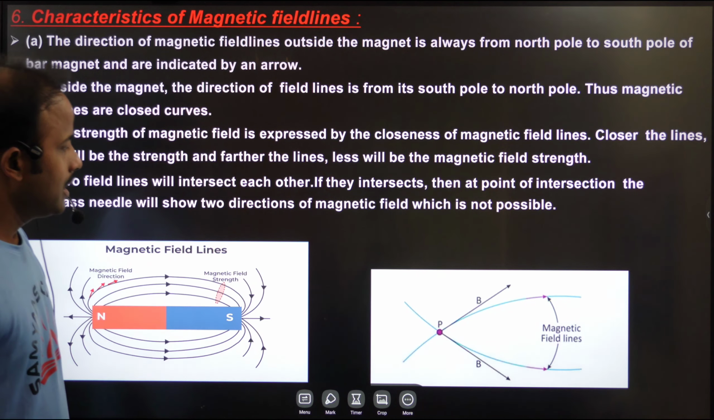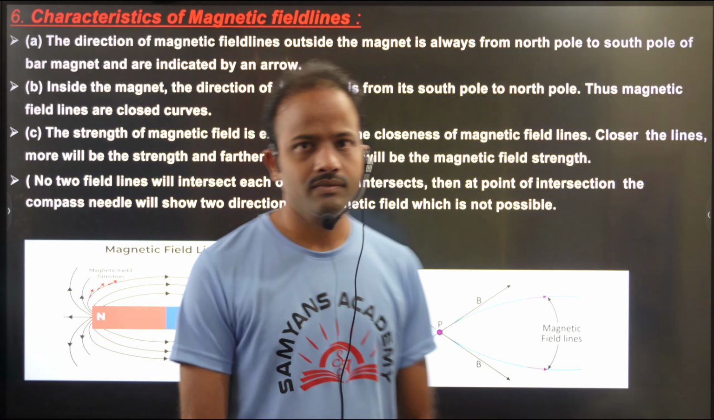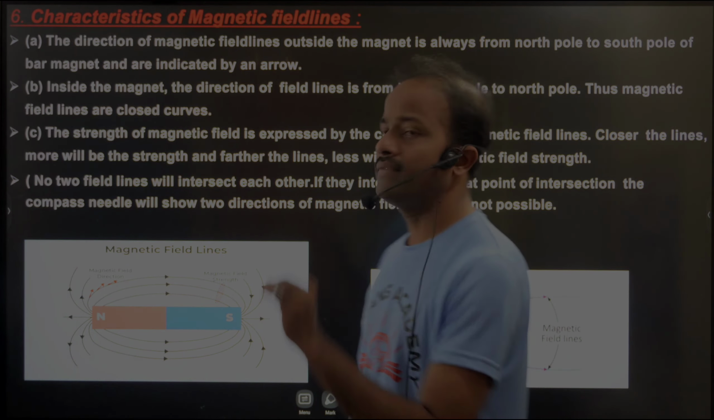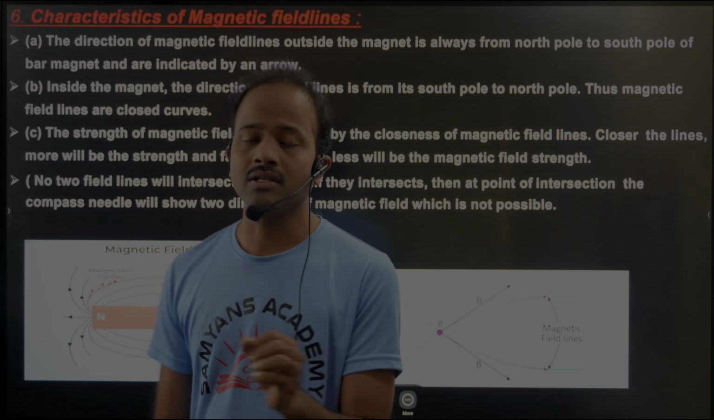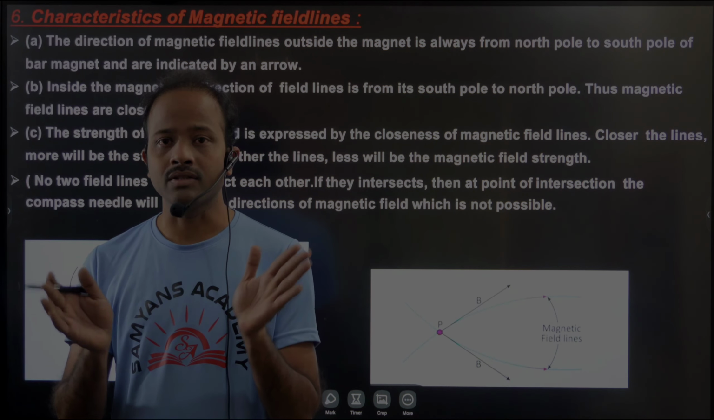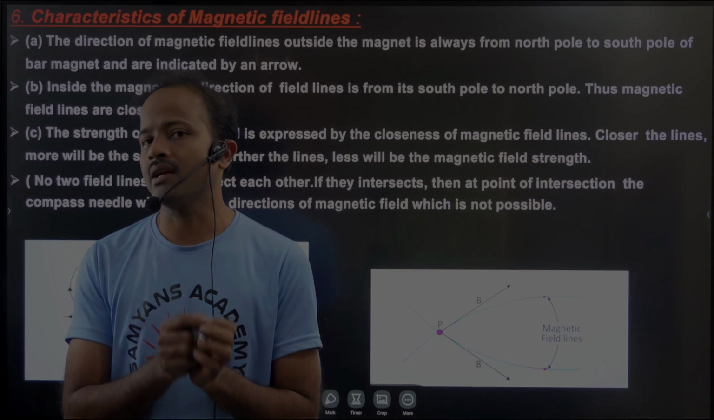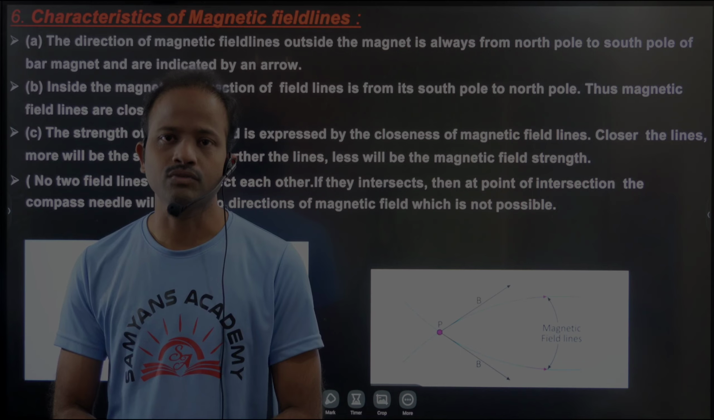And now you see, any two magnetic field lines never intersect each other. If they intersect each other, then at the point of intersection the field would have to show two directions, okay? At one point a magnetic field line never shows two directions, so it is impossible.